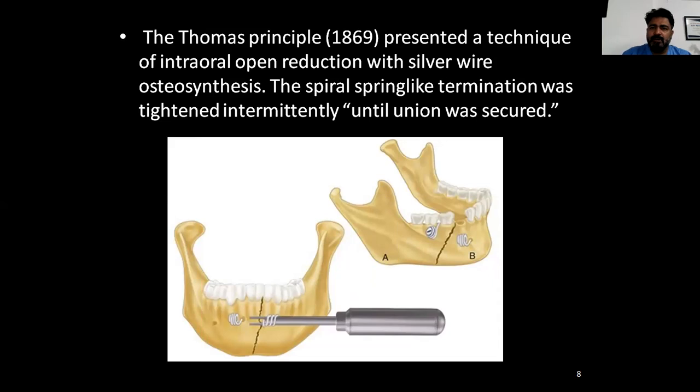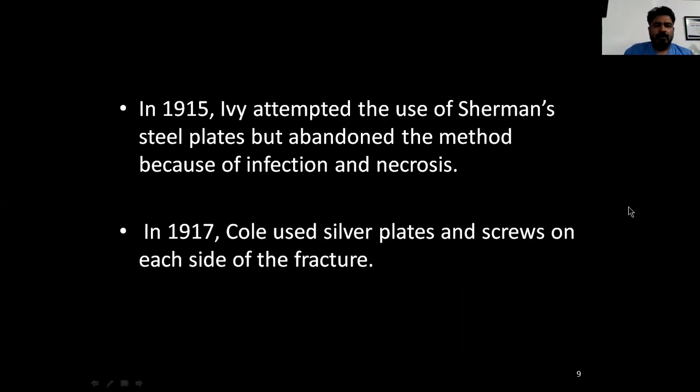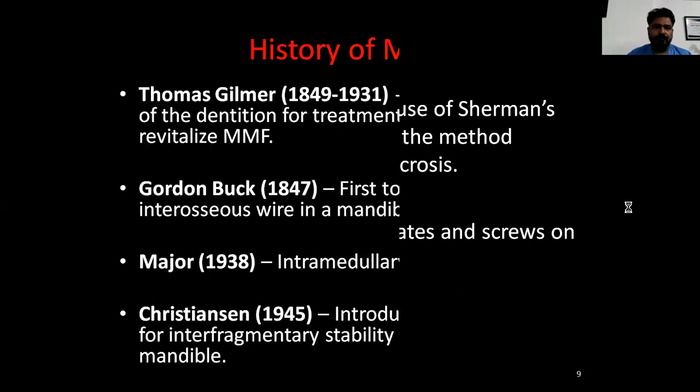The Thomas principle presented a technique of intraoral open reduction with silver wire osteosynthesis, and a spiral spring-like termination was tightened intermittently until reunion was secured. So this spiral was tightened intermittently so that the fracture reduction was maintained. In 1915, Sherman attempted the use of steel plates but abandoned the method because of infection and necrosis. In 1917, Cole used silver plates and screws on each side of the fracture.